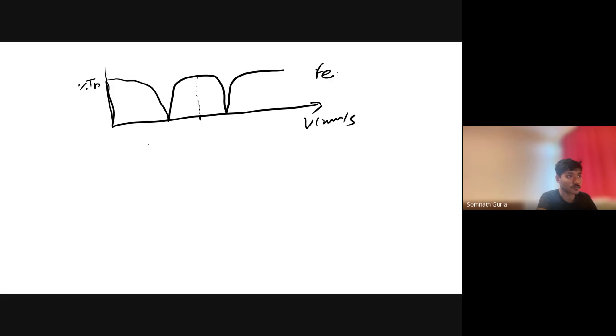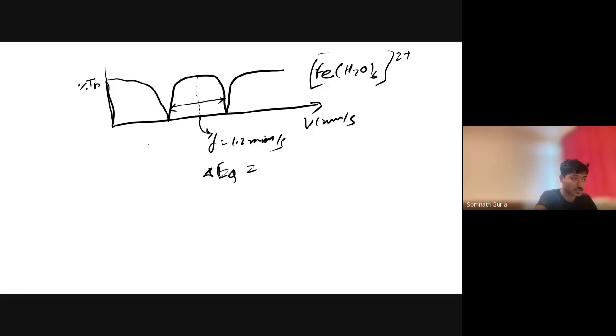For the similar Fe(H2O)6 2 plus, in that case we will get a delta value of 1.2 millimeter per second, and this delta EQ value is 3.4 millimeter per second.